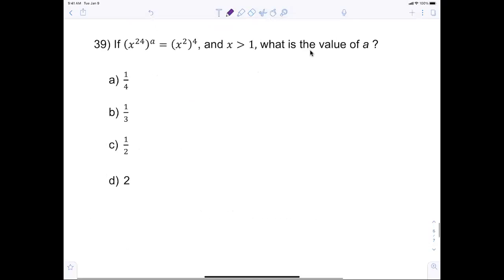Okay, 39, let's see who's thinking. Power to power, what is the answer? Multiply. So x to the 24th to the a power would be x to the what? 24a. Now, if I told you that's equal to x to the 8th power, it would be x to the what? 8.